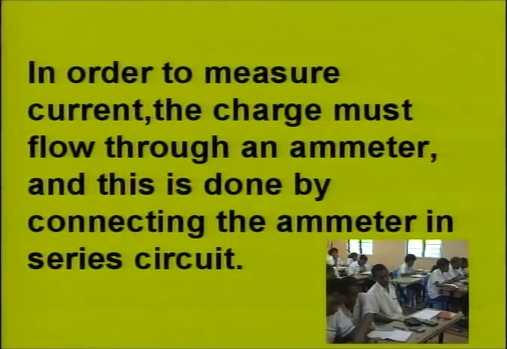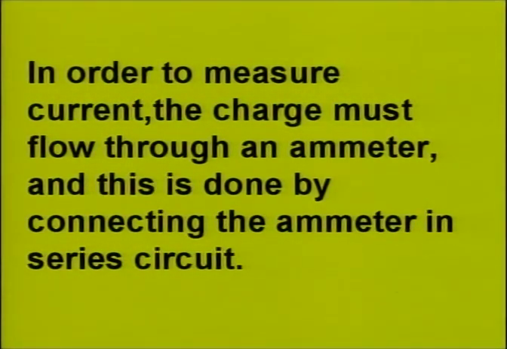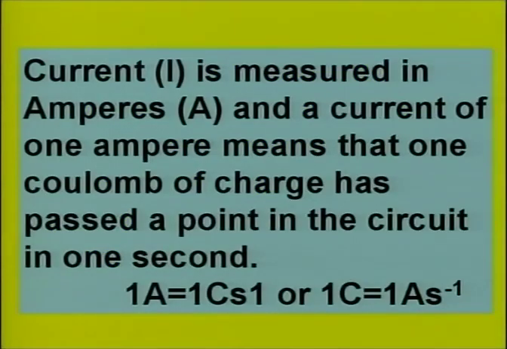Okay, here comes the next information. Looking at that, the current is given by the symbol I, that is capital letter I, and it is measured in amperes or A, and a current of 1 ampere means that 1 coulomb of charge passes a point in 1 second.